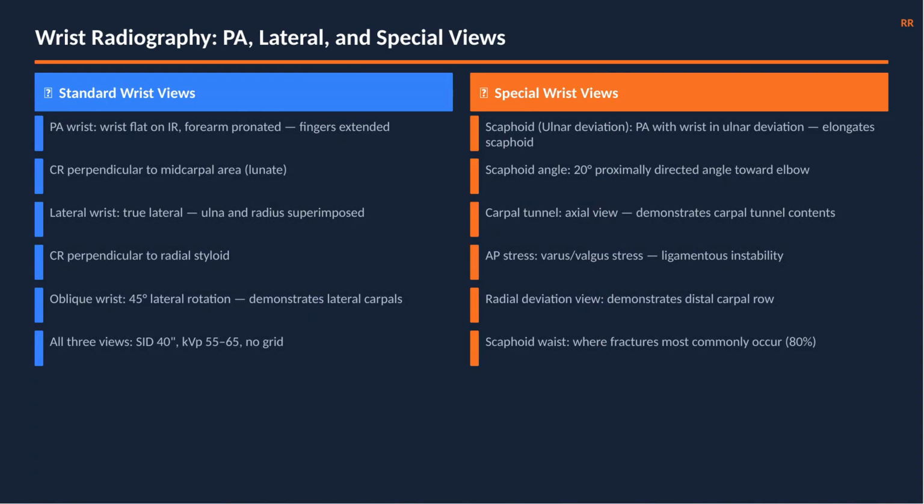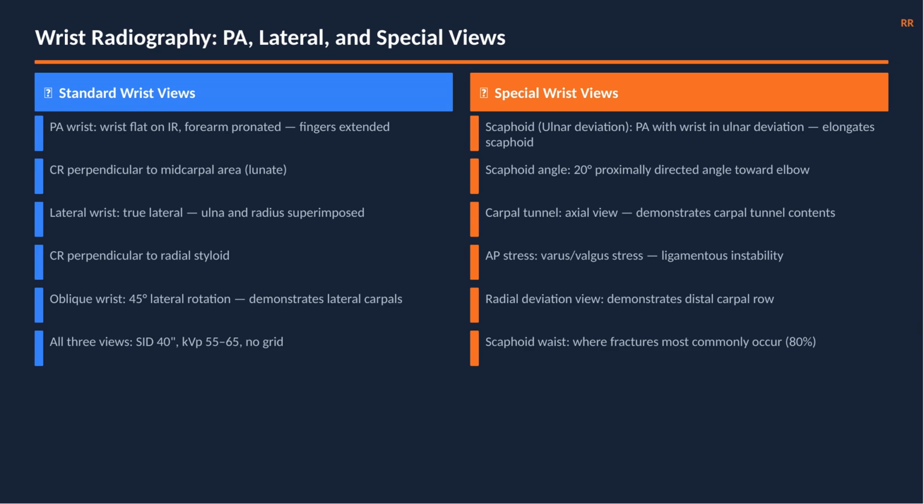3 standard wrist views and 2 essential special views. PA wrist. Wrist flat on IR, forearm pronated, fingers extended. CR. Perpendicular to the mid-carpal area, centered on the lunate. SID 40 inches, KVP 55 to 65, no grid.